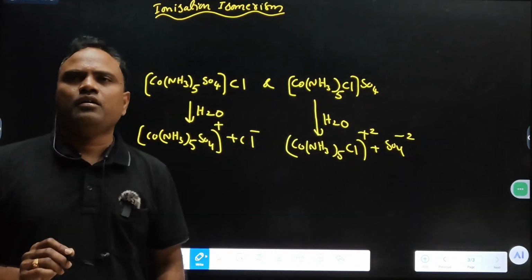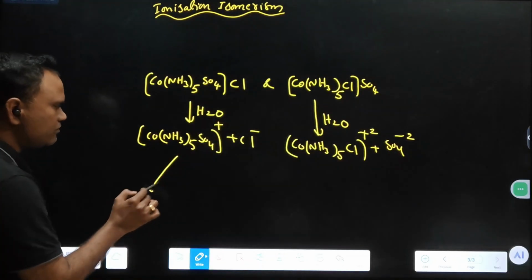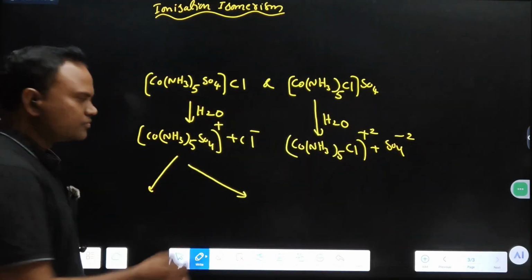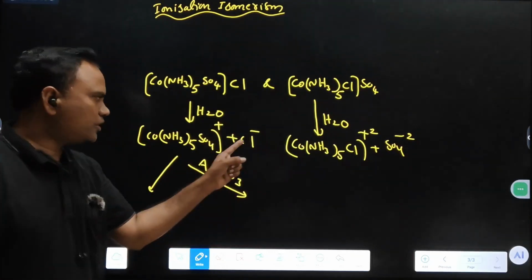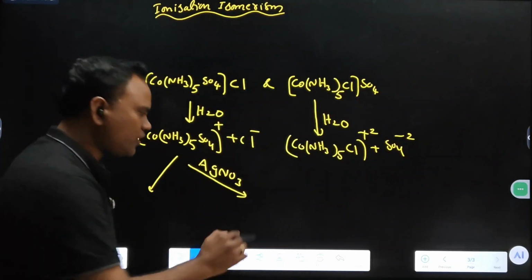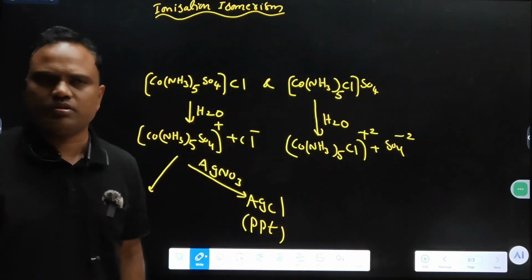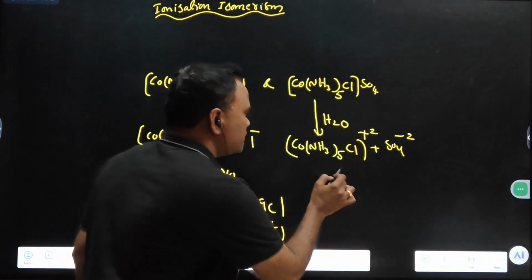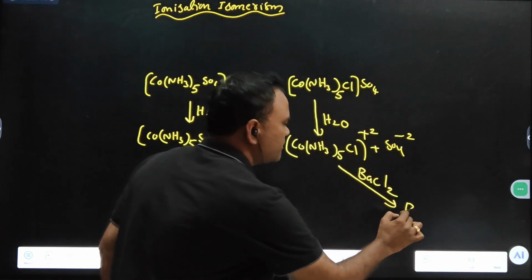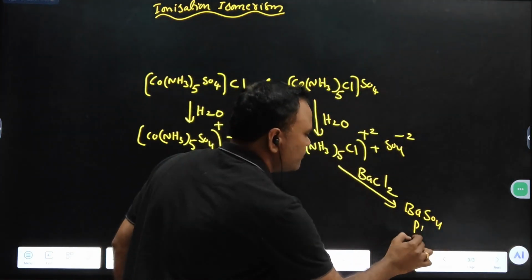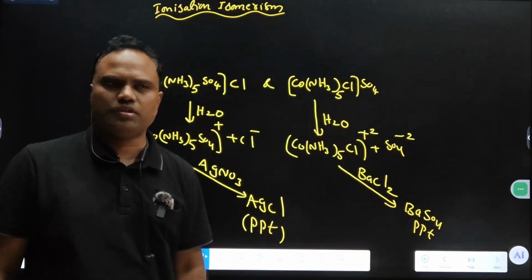And another, actually this is the basic definition. Some additional information for you. When we treat this solution with AgNO3, Cl negative combines with Ag to form AgCl precipitate. This is additional information only. When we treat this solution with BaCl2, we will get barium sulfate precipitate, BaSO4. Barium combines with sulfate to produce barium sulfate precipitate, right?